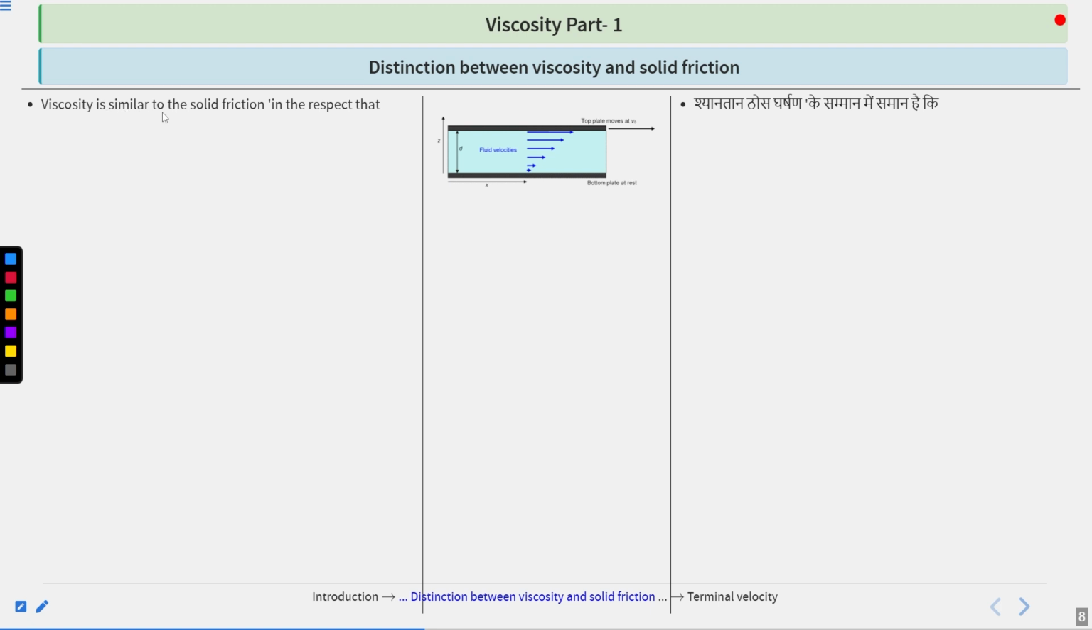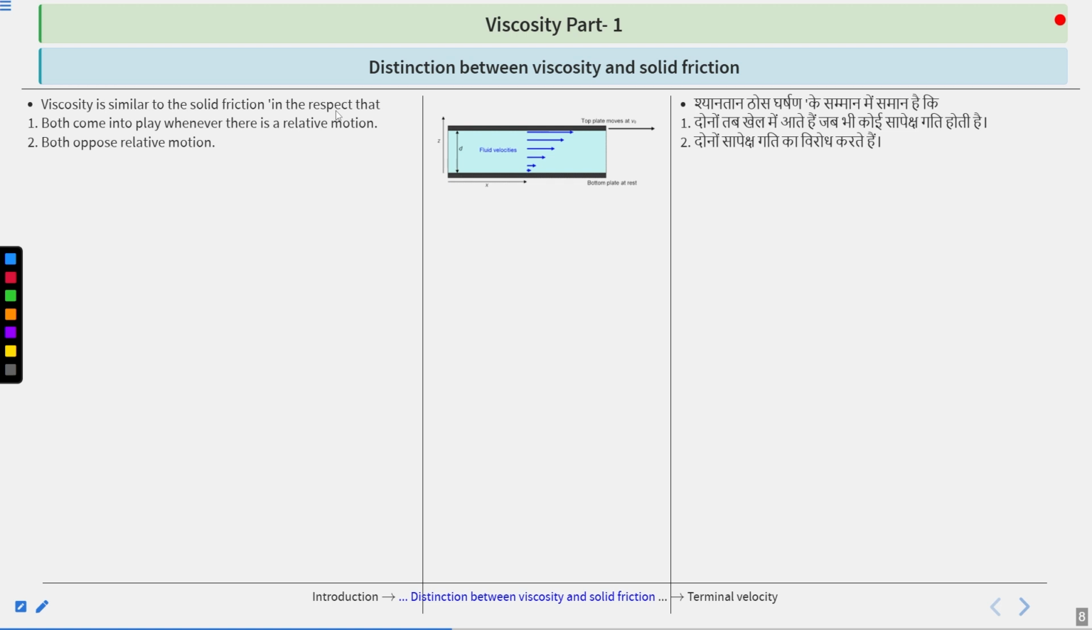Viscosity is similar to solid friction in the respect that both come into play whenever there is relative motion. Like we know, whenever a solid is in motion, solid friction automatically comes into play, and whenever the fluid is in motion, viscosity comes into play. So whenever the layers are in relative motion, solid friction and viscosity both come into play. They are similar in that respect: both oppose the relative motion. We know that this is the internal resistance, that's why they oppose the relative motion.